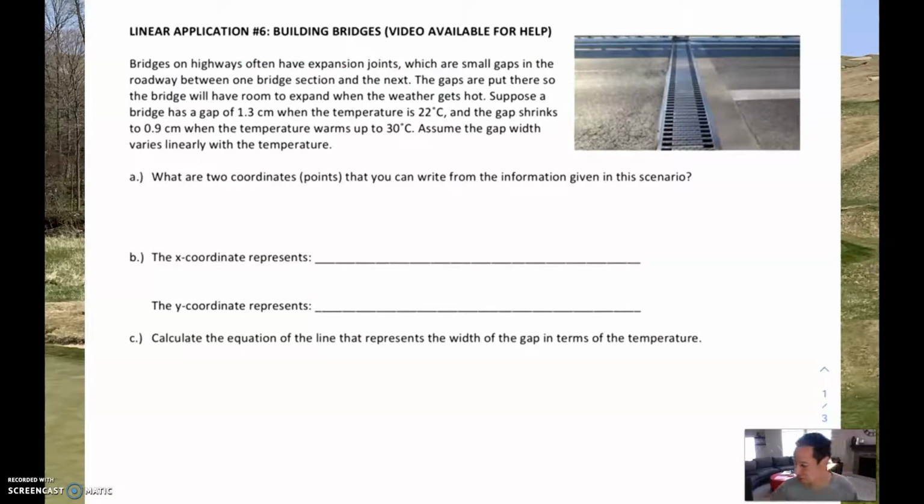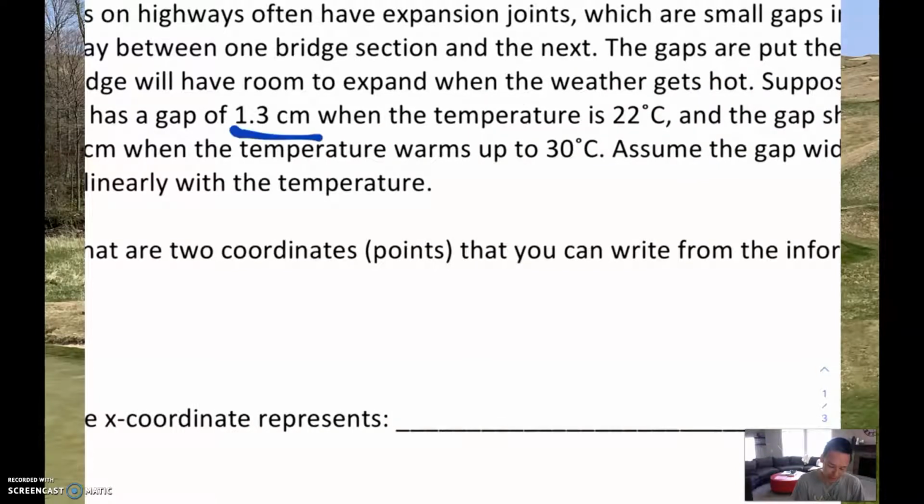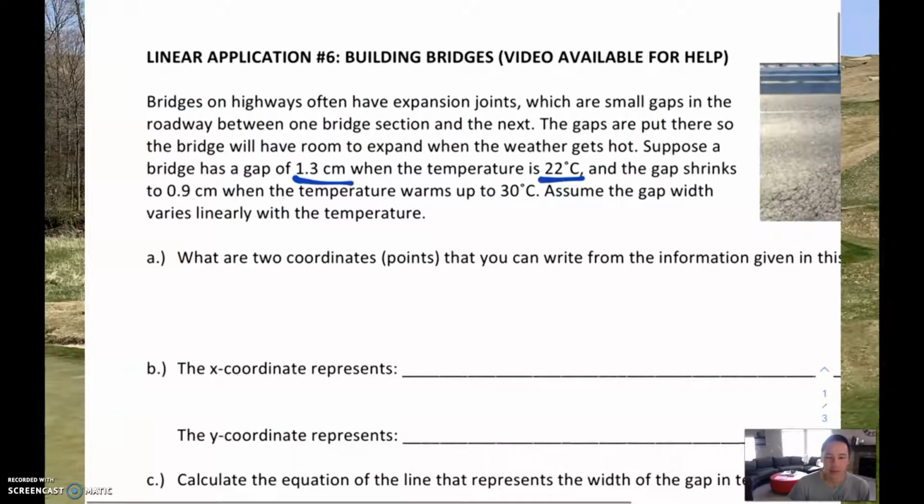So let's get started with this problem on linear applications, building bridges. They put the gaps there so the bridges will have room to expand when the weather gets hot. Suppose that the bridge has a gap of 1.3 centimeters when the temperature is 22 degrees Celsius. And when it warms up to 30 degrees, it is 0.9 centimeters. So when it gets warmer and warmer, the gap shrinks.